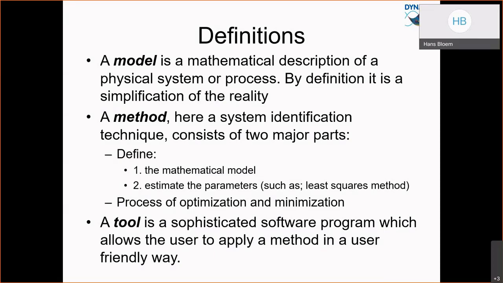What is then a method? Well, in our case, it's an identification technique, and it has two important parts. First of all, the model that was mentioned before. And secondly, the process of parameter estimation. One of the estimation methods can be the least squares method. So in general, the application of the method is the optimization of the mathematical model, and minimization of the error between the measured data and the data coming from the mathematical model. So that is the process.